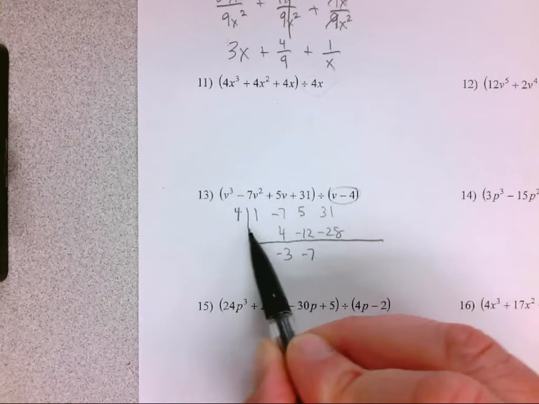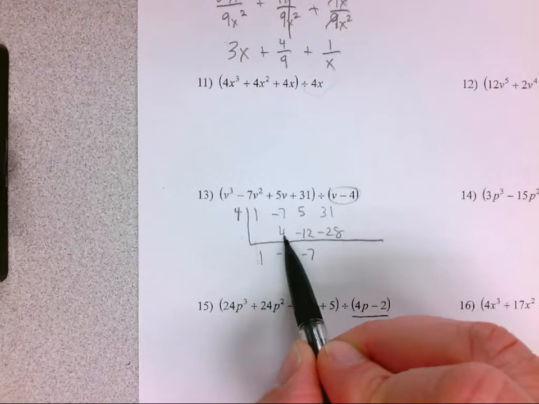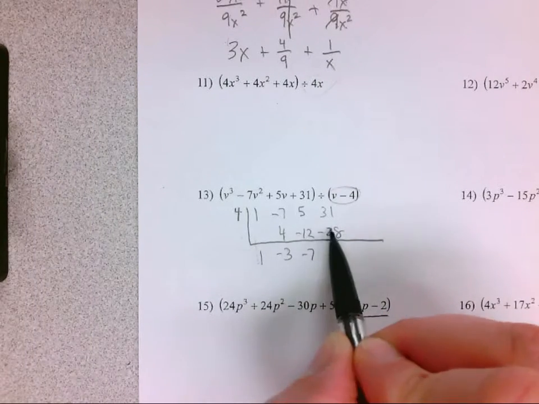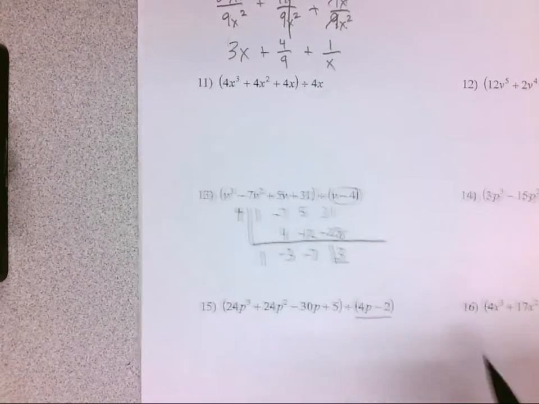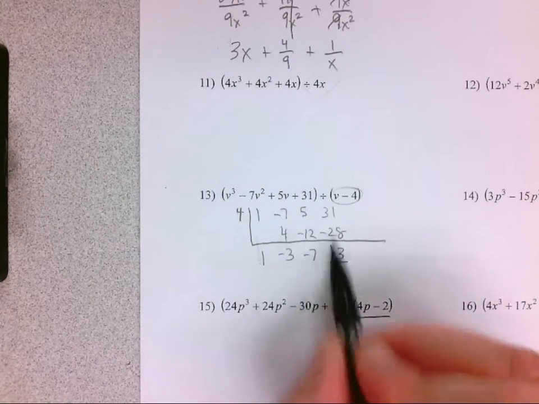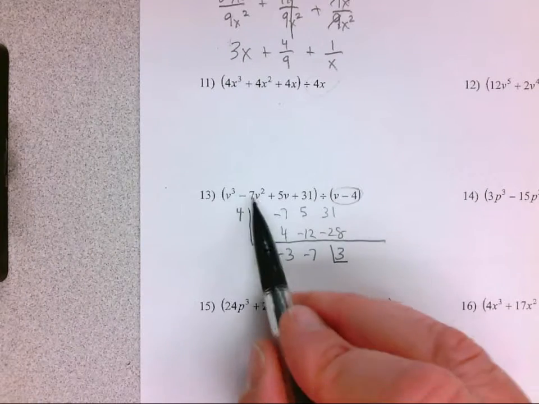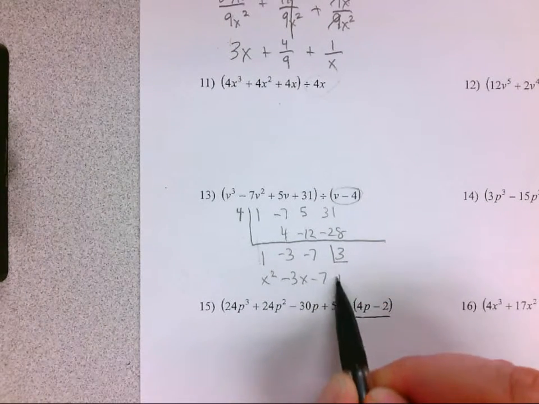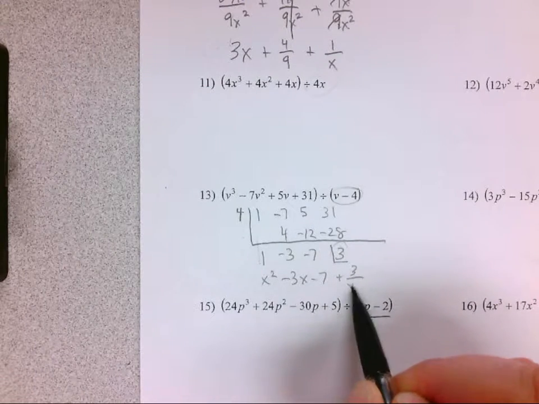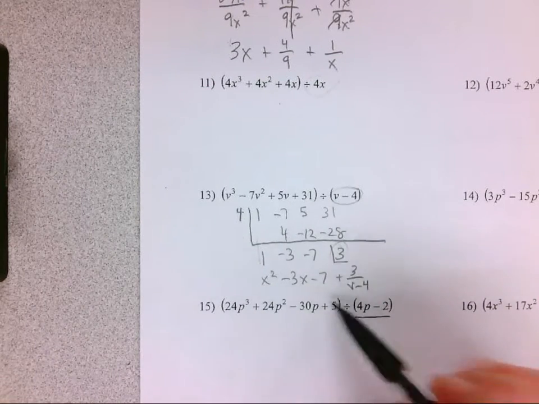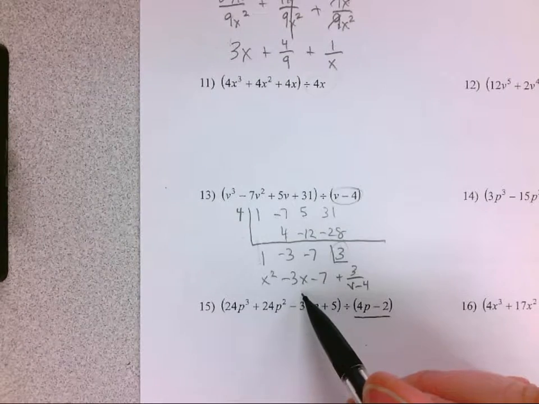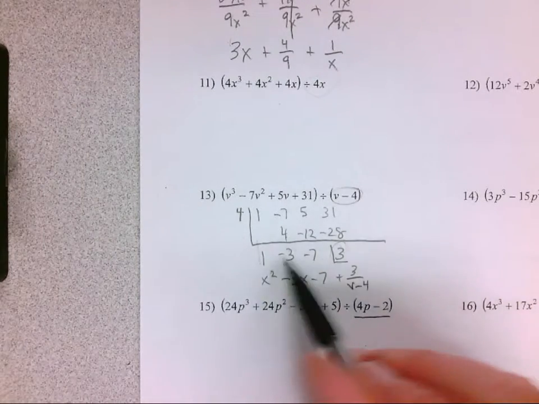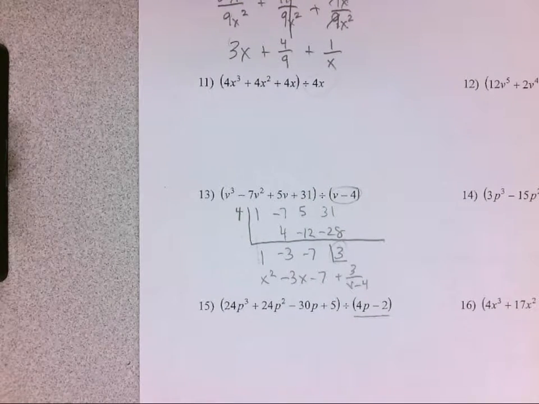Bring down the 1, multiply, write it here, add, multiply, add, multiply, add. There's my remainder. Don't leave this as your answer. The answer would be 1 degree less. So x squared minus 3x minus 7 plus 3 over x minus 4. So make sure you always rewrite it as a polynomial. This is not some kind of secret code. We don't write just those numbers there. Okay.